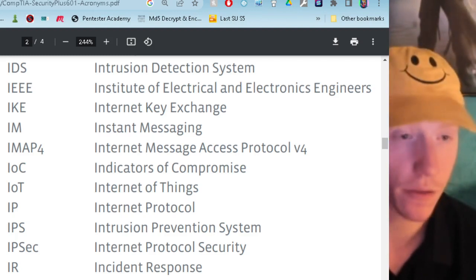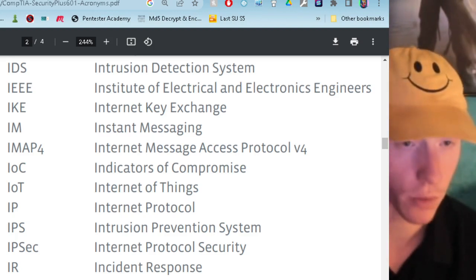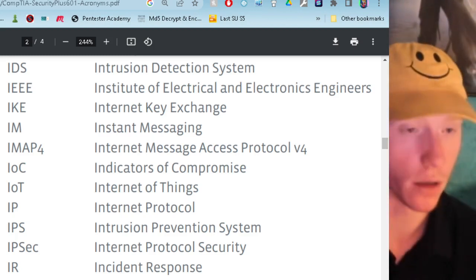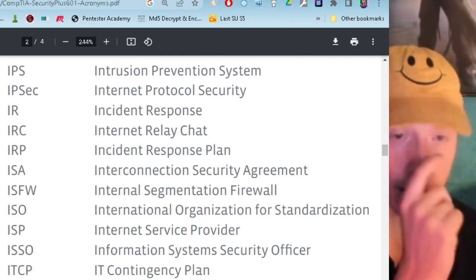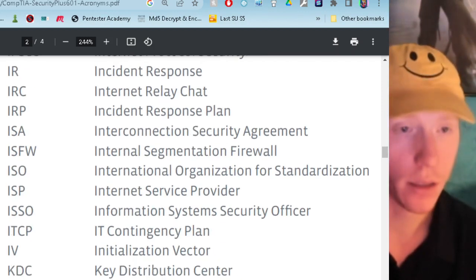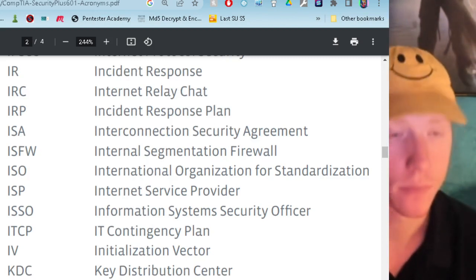IPS and IPsec are completely different. IPS is an intrusion prevention system, but IPsec is Internet Protocol Security. An IR is an incident response. An IRC is Internet Relay Chat. An IRP is an incident response plan. An ISA is an interconnection security agreement. An ISFW is an internal segmentation firewall.